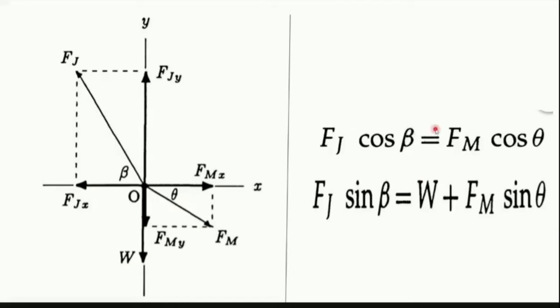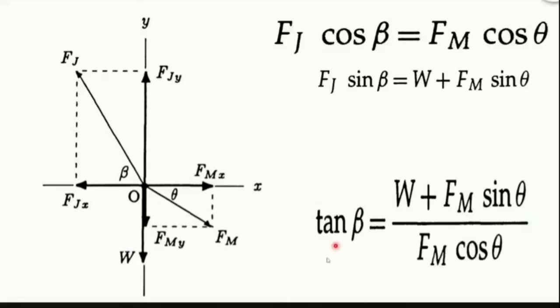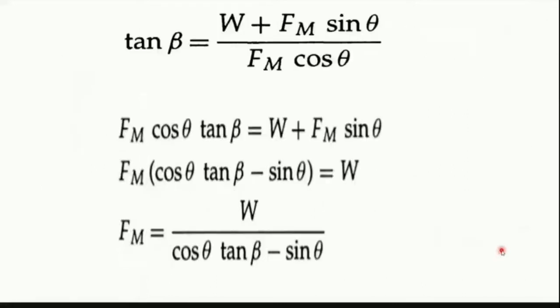You have to divide these two equations. So if we divide these two equations, we do it orally. Fj gets cancelled. Cos beta by sin beta, that is cot beta, equal to Fm cos theta by W plus Fm sin theta. So we write in terms of tan theta, it will be easy. So tan beta is equal to W plus Fm sin theta by Fm cos theta. All right. So we got tan beta as W plus Fm sin theta by Fm cos theta.